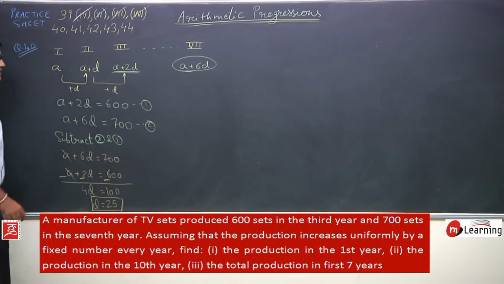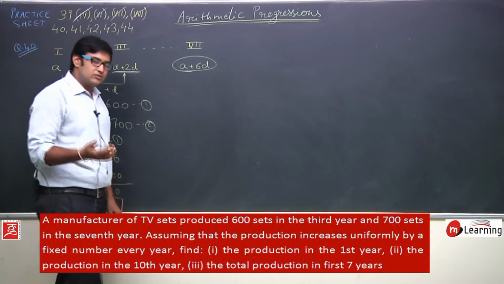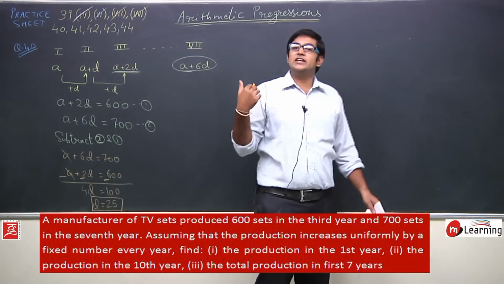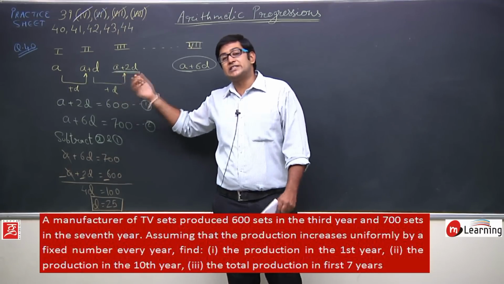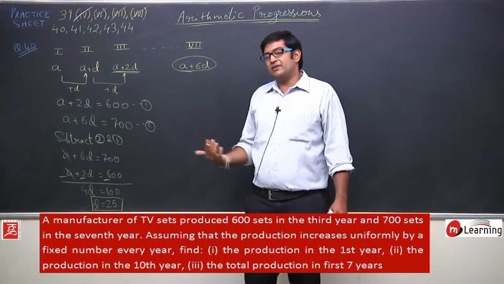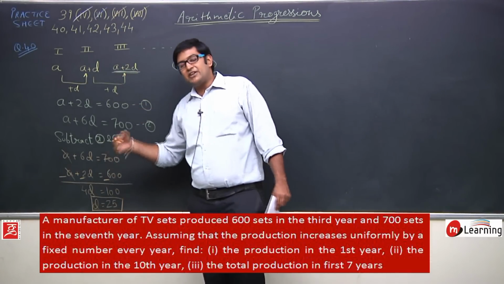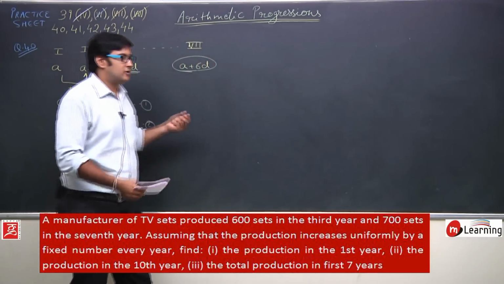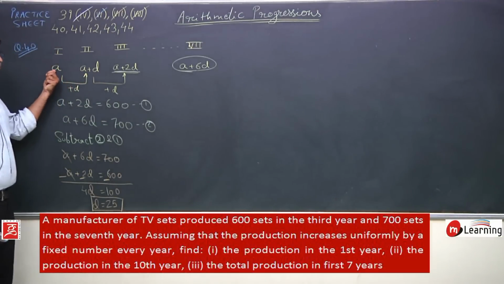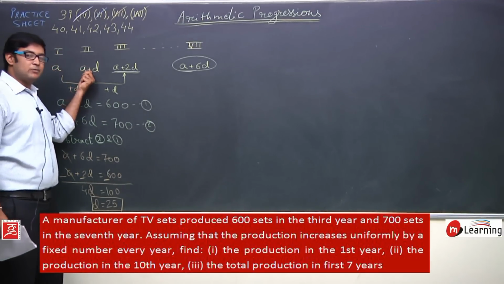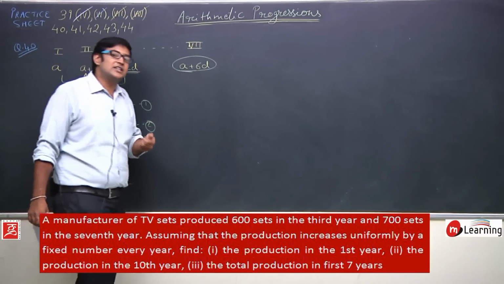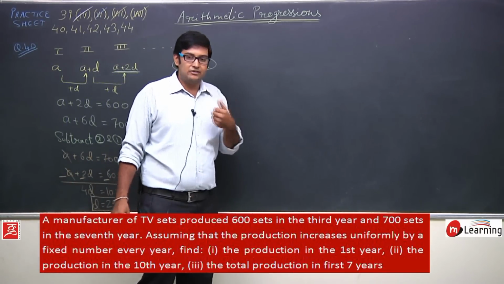D का value कितना आ गया? 25. What is 25? 25 is the uniform growth every year that this TV manufacturer has got. This TV manufacturer has got 25 TV sets extra in the next year. For example, if it produces A number of TV sets in the first year, in the second year it will produce A plus 25 number of sets. So each year his production is growing by 25 TV sets.